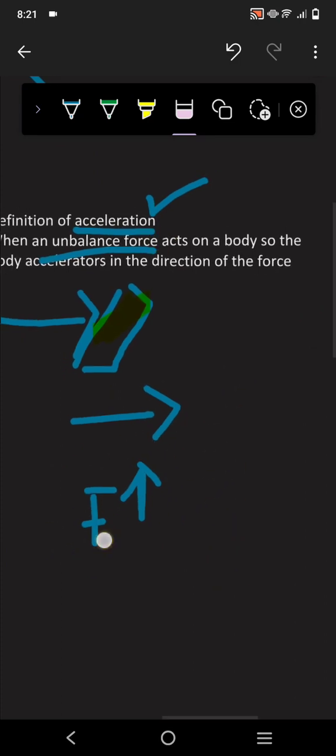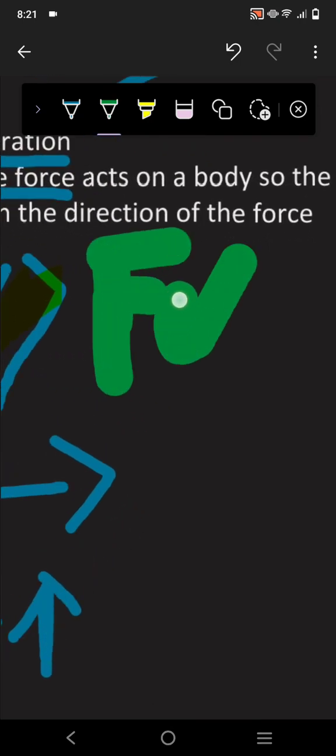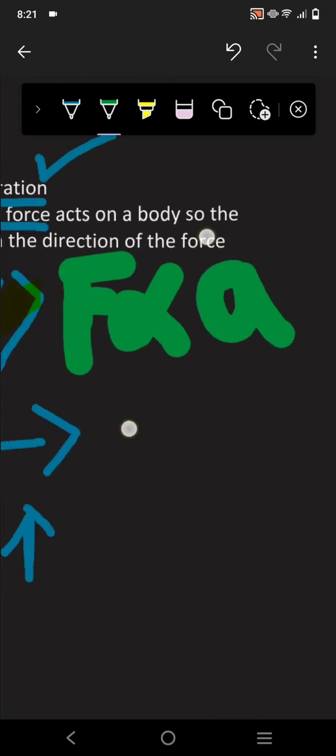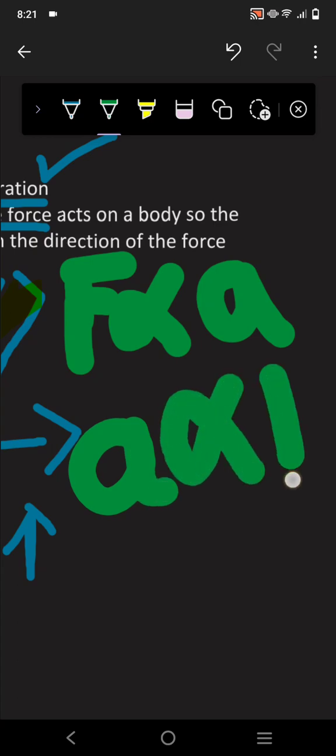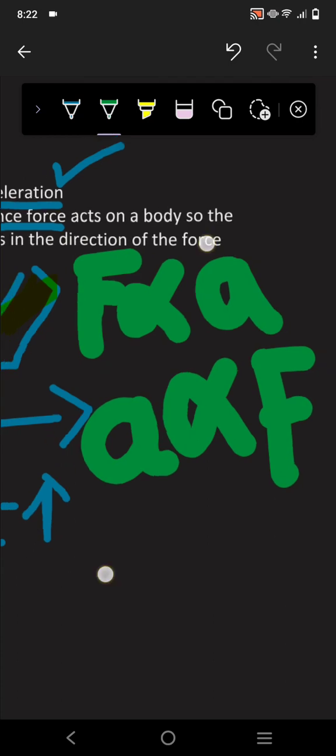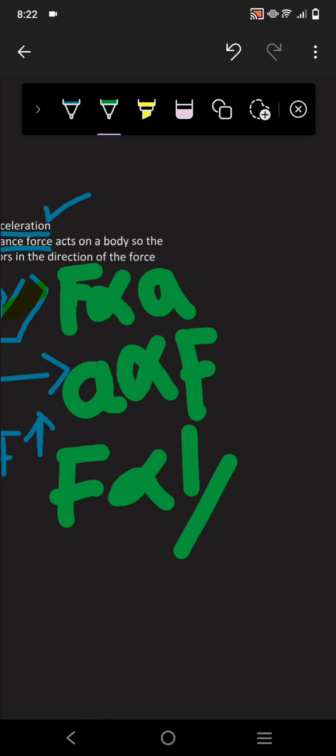So can we write this, that force is directly proportional to acceleration? Yes, we can say, or either we can say that acceleration is directly proportional to the force. But as this law gives the definition of acceleration, the acceleration produced by a body is, we know, directly proportional to the force, and inversely proportional to what? Inversely proportional to mass.